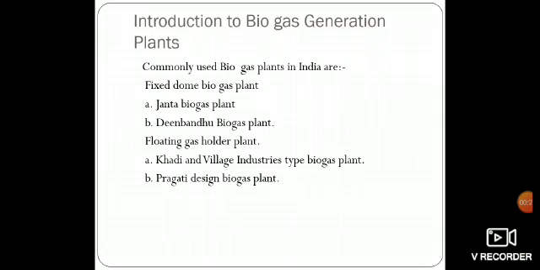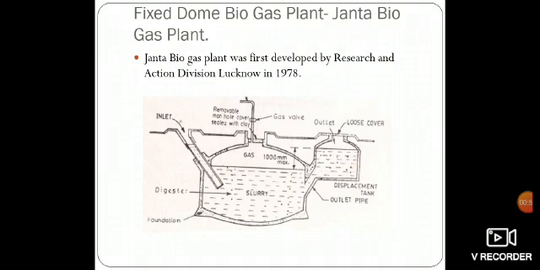There are two types of biogas plants. One is the fixed dome biogas plant and the second is the floating gas holder biogas plant. In the fixed dome biogas plant, we have the Janta biogas plant and the Deenbandhu biogas plant. In the floating gas holder plant, we have the Khadi and Village Industries type biogas plant and the Pragati design biogas plant. Now, we'll understand each of the biogas plants one by one.